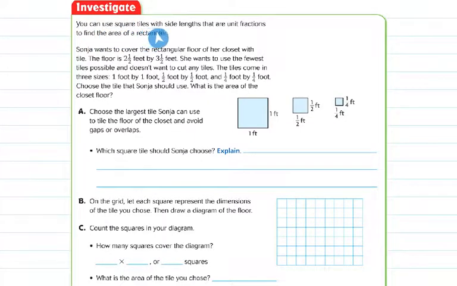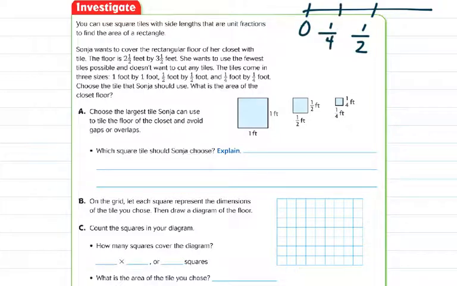You can use square tiles with side lengths that are unit fractions to find the area of a rectangle. So remember, our unit fractions that we have here are 0, half, and then fourths. So I put them in, and technically, boys and girls, if we're going to put them in order from least to greatest, Miss G should erase these, and she should make a little number line. And then we have a 0, and we have a half, and then I'm going to put this fourth here in the middle. So we're going to start here with Sonia.